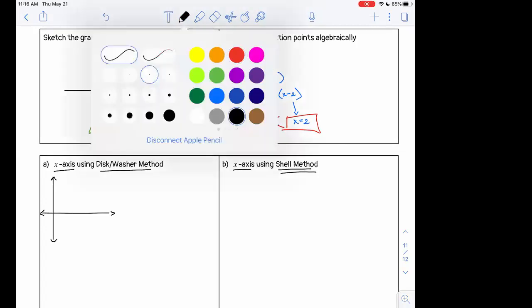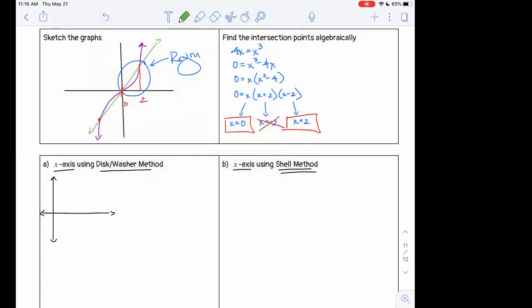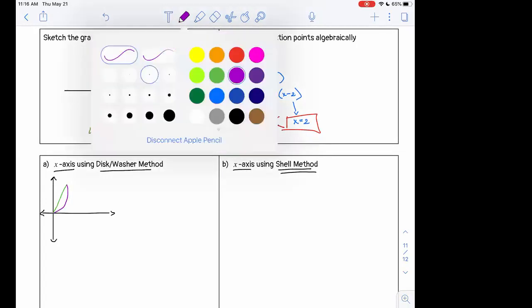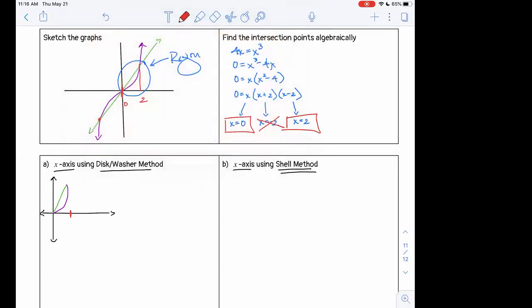And so I know I have this green linear function, and I have this cubic down here. Kind of looks like a banana, and they stop at 2. And then my reflection would kind of look something like this. Okay.